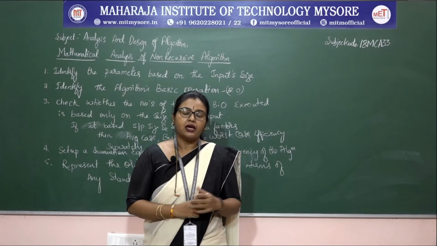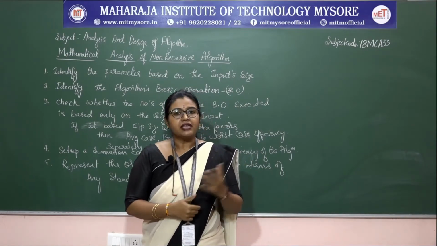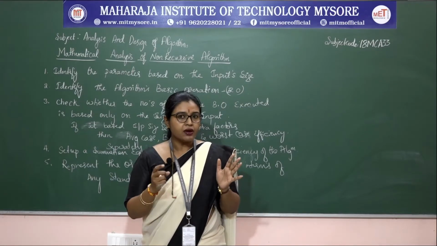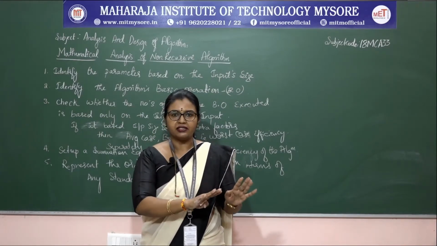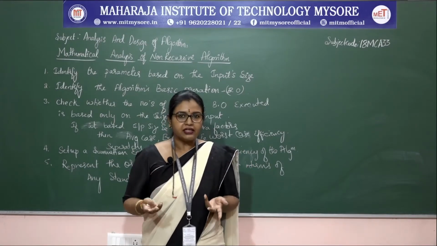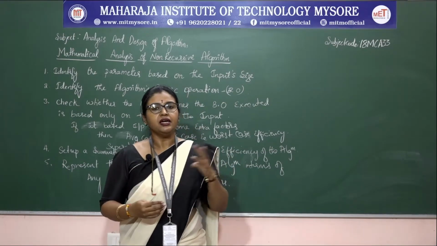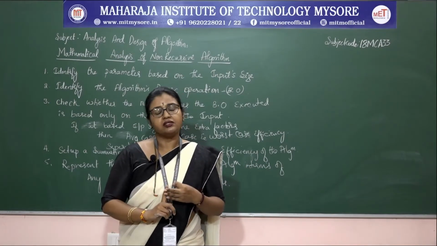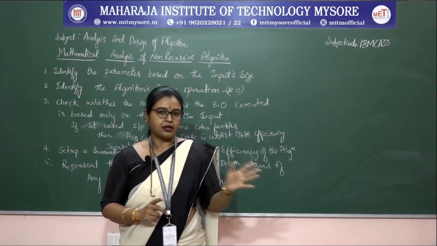And the third step is to check whether the number of times the basic operation is executed is based on the size of the input or any other extra factor. If it is purely based on the input size, then it's okay, we need to identify only the worst case efficiency. Otherwise, the efficiency function has to be represented in 3 types: one is best case, next is worst case, and another is the average case. So we need to find out the efficiency in terms of these 3 cases.